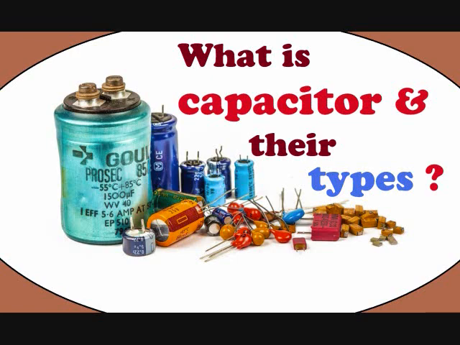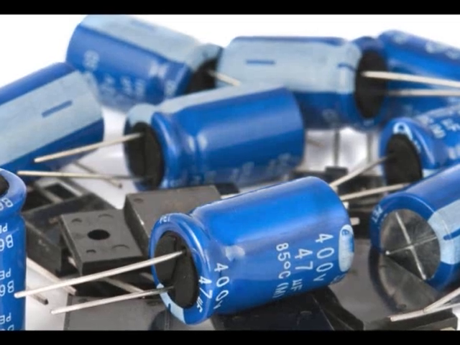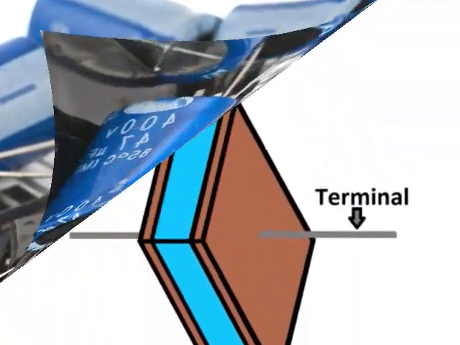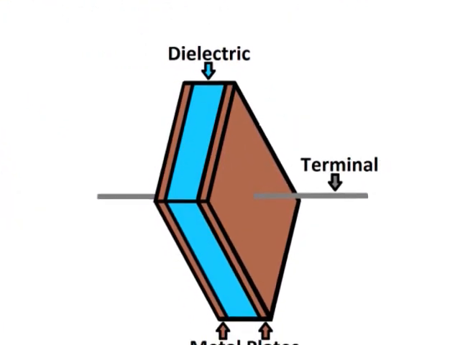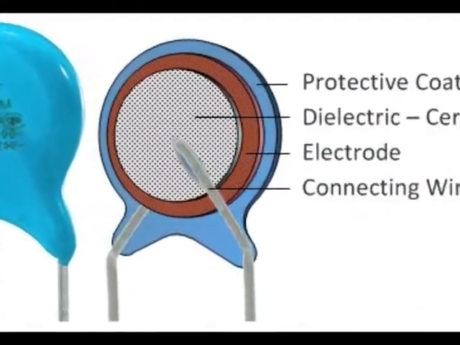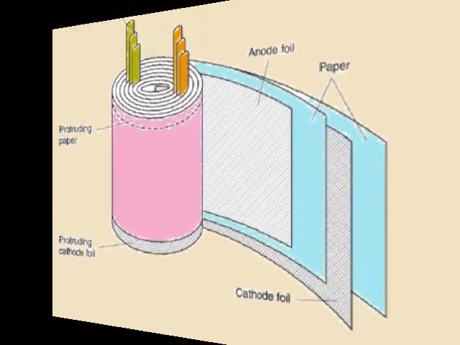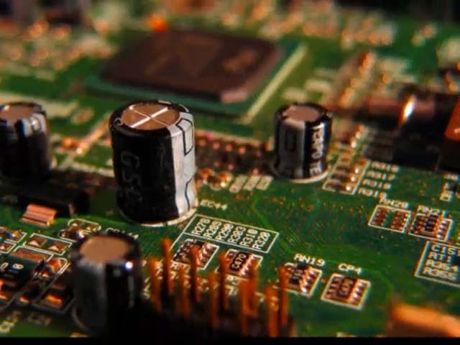What is a capacitor and what are its types? In this video, we are going to check the work of the capacitor. The capacitor consists of two metal plates that are separated by a non-conductive or dielectric material. We will examine the performance of the capacitor in two states of constant voltage and constant electric charge.